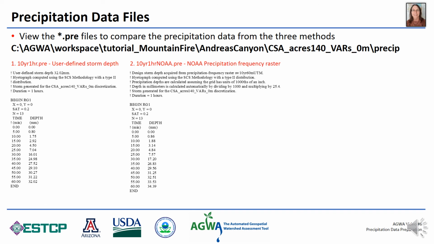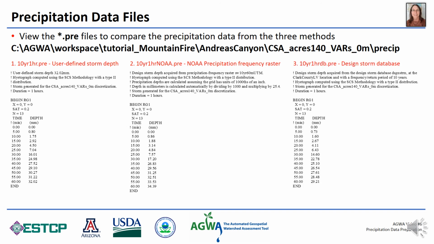Next, look at the precipitation file created using the NOAA raster. It has the same format, but the total depth is a bit different, although the rainfall distribution is similar since we use the SCS Type 2 method again. Finally, look at the file from the Design Storm database. The total depth for a 10-year 1-hour storm in Las Vegas is slightly less than from the other methods, but again, the distribution follows the same pattern.